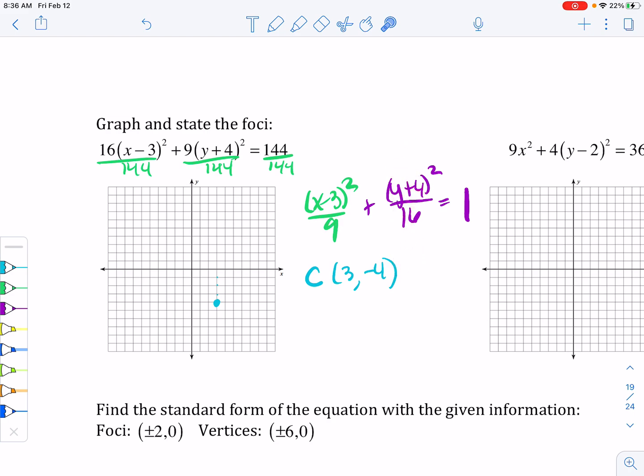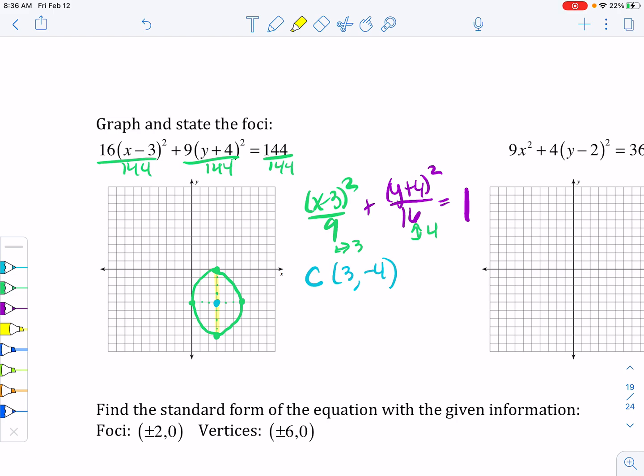So this will be my skinny and tall. Okay. So this one, we're going to go up and down by 4, and then left and right by 3. So 1, 2, 3, 4, 1, 2, 3, 4, and then 1, 2, 3, 1, 2, 3. Okay. So our major axis is with our y's, so we're looking that our foci will be up and down.